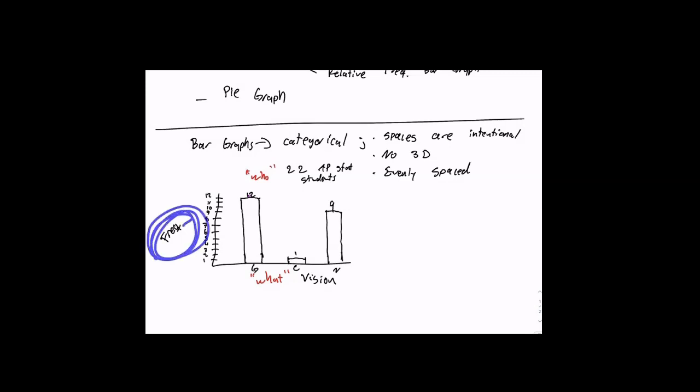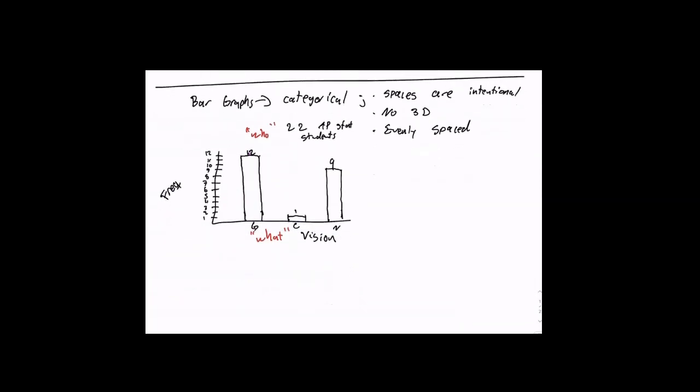Notice also that I wrote the frequency as the title of my y-axis. You need a title on both your x-axis and your y-axis. So vision and frequency. So that's how I do a frequency bar graph. But how do I do a relative frequency bar graph?